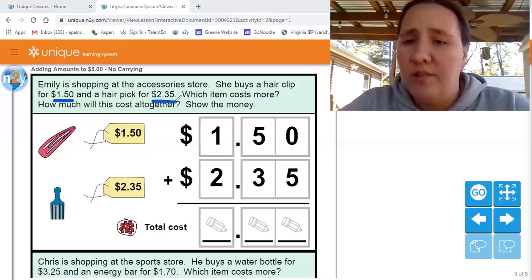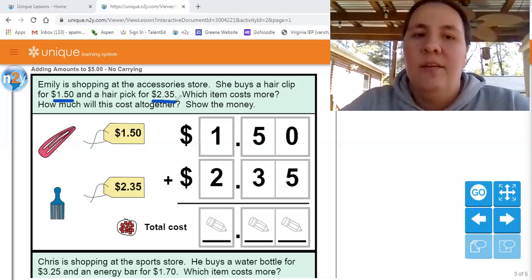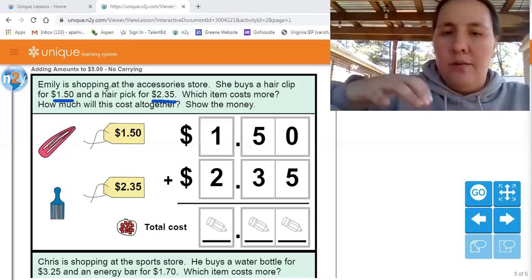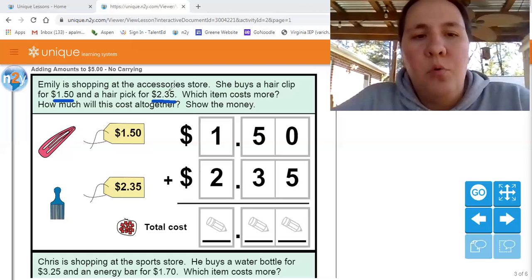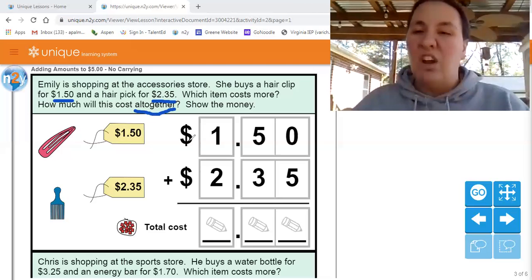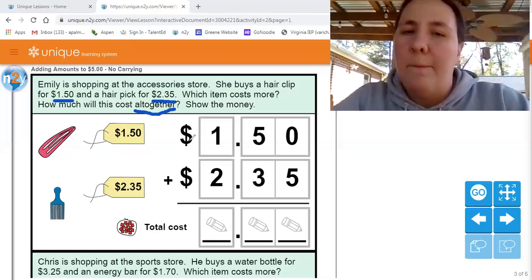Okay. Now I have a word that tells me I need to add. Which word tells me I need to add? Very good, all together. And let's talk about one more word. There's one word that tells me I'm looking for the bigger number. Which one tells me I want the bigger number?